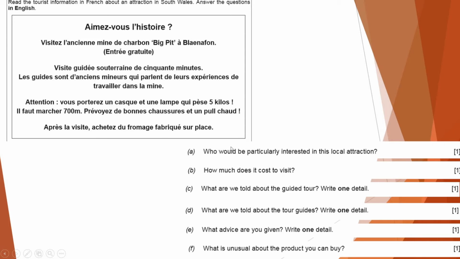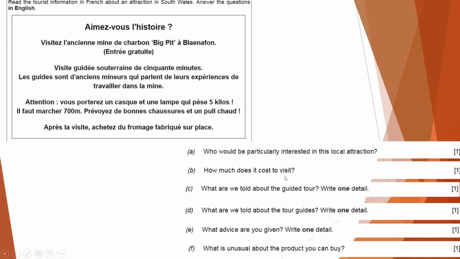Okay, so let's come to A. Who would be particularly interested in this local attraction? So I'm going to go straight to the beginning and look at what I understood here. So write down what you think about who would be interested in this local attraction, because we talked about what that means. So hopefully you've got an idea there for that one, because that's all about a cognate and vocabulary knowledge. If you didn't recognise aimer, then the fact that this says history, who would be particularly interested in this local attraction? Well, somebody who's interested in history, okay?